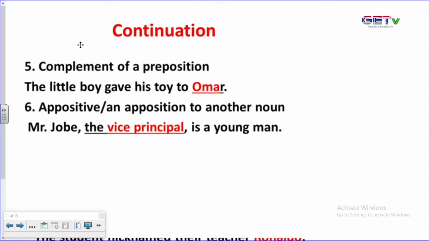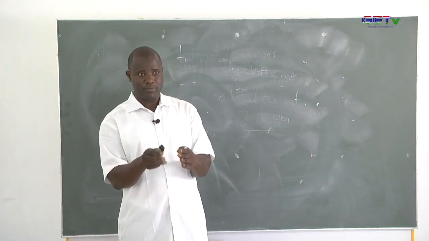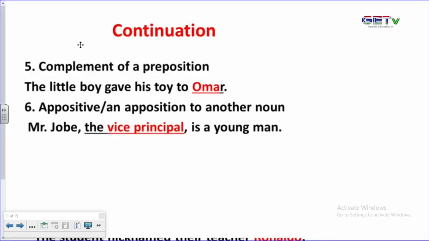The little boy gave his toy to Omar. If you look here, you have two objects. What are they? His toy, and the other one, Omar. So we look at this, the little boy gave his toy. His toy is the object of the verb gave. To Omar, Omar is the object of the preposition to.